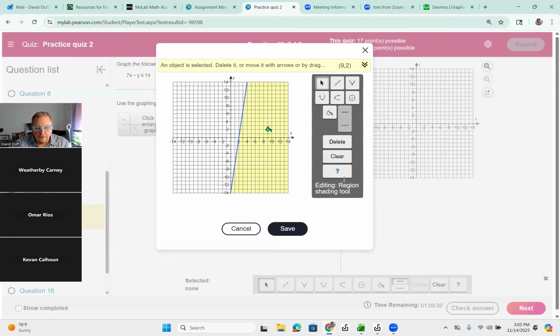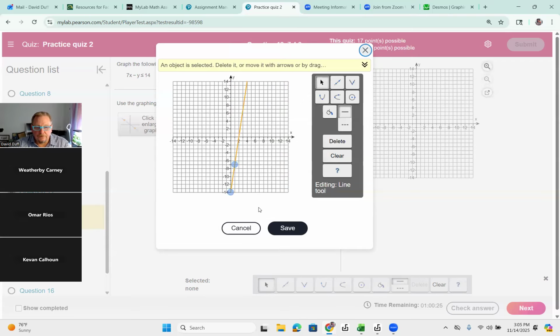Okay. So I've got to figure out which region to populate. Well, on this left-hand region here, would you say we're above or below the line? We're above, right? This left-hand region, we're above the line.